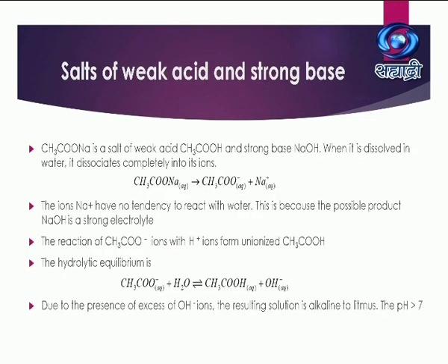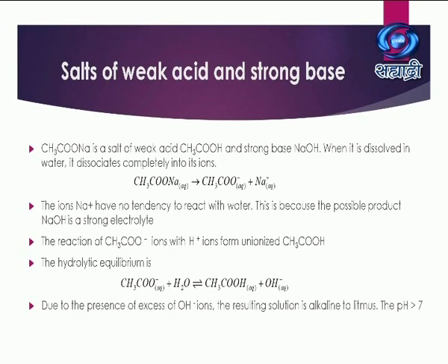So in all, the solution of a salt of strong acid and weak base is always acidic to litmus. Now let us consider a salt of weak acid and strong base, for example, sodium acetate. The weak acid is acetic acid, CH3COOH, and the strong base is NaOH. Whenever it is dissolved in water, it dissociates completely into the ions. CH3COONa aqueous gives CH3COO- aqueous plus Na+ aqueous.